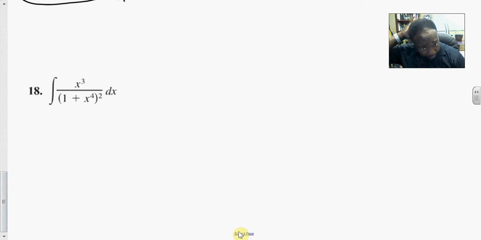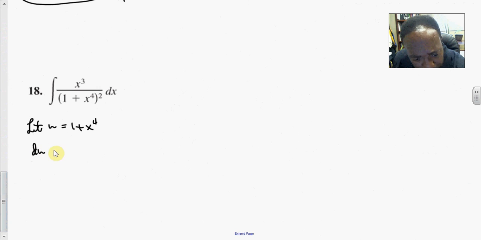Okay, this one, look at that, 1 plus x to the fourth. Its derivative will give us x to the third. So here, let u equal 1 plus x to the fourth. Du is 4x to the third dx. So 1/4 du picks up the 4 for the numerator, x to the third dx.